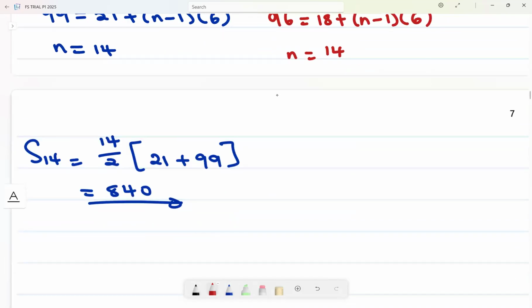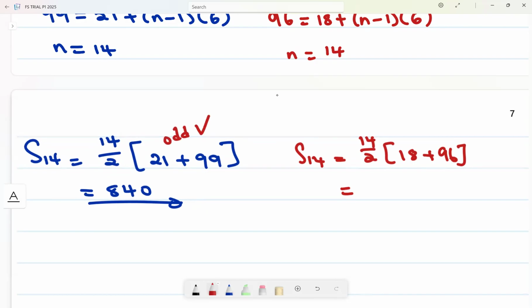And then when you find S14 for this one, it's going to be 14 divided by 2, then the first term 18 plus 96. And the answer that you get here, remember, is for the even, and it is the one that we want to invert. Because when we remove the even numbers, we are basically saying find the sum of the odd, because we have removed the even. But in this case, let's say we calculate for the even, and it's going to give us an answer of 798.